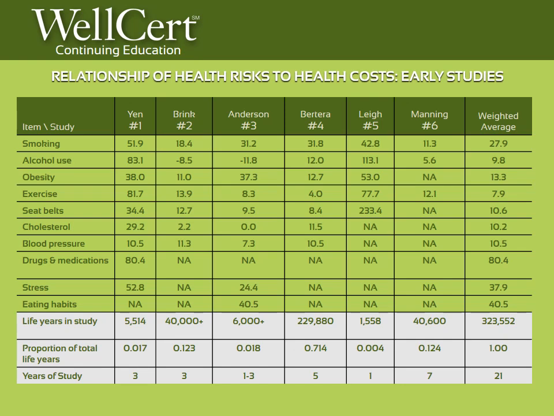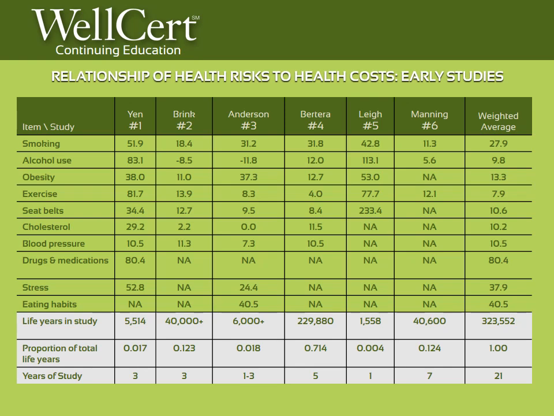And then the years of study just show you also the variations that occurred in terms of the length of study. So the longer the study, the better the data, because you've got more life years in it and you've got more opportunities. So as you read this chart, the weighted average for 21 years of observational data on 323,552 people showed the weighted average of all of these numbers.